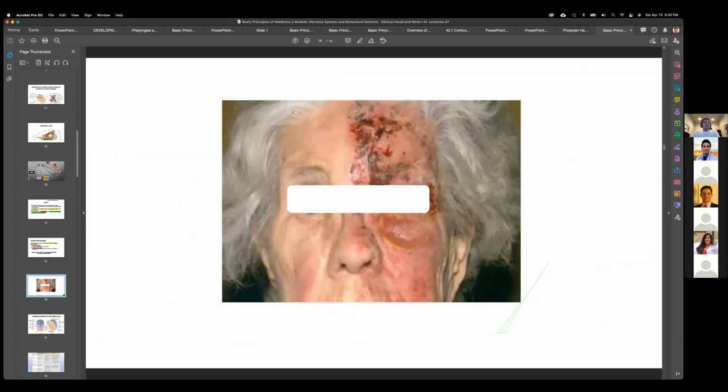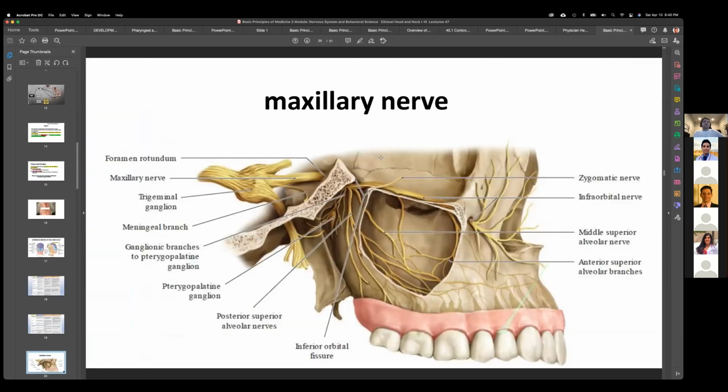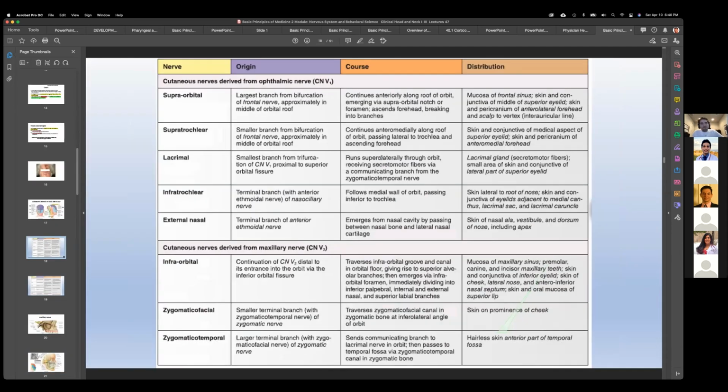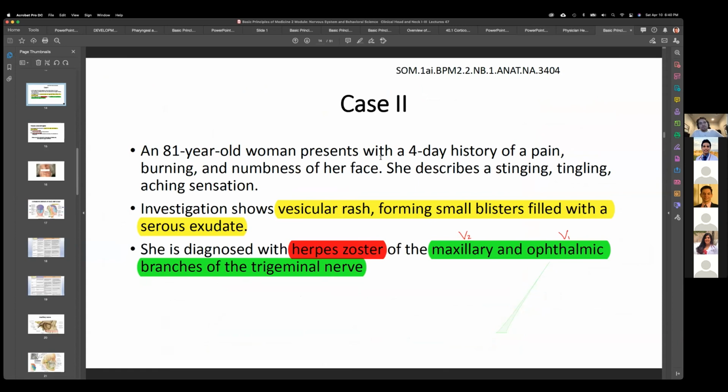All right, and that's just a great way of testing: do you know where all the branches go? Brady, for the clinical case lectures, would you really just recommend reading through them and understanding the condition for the case and what nerve was being affected?